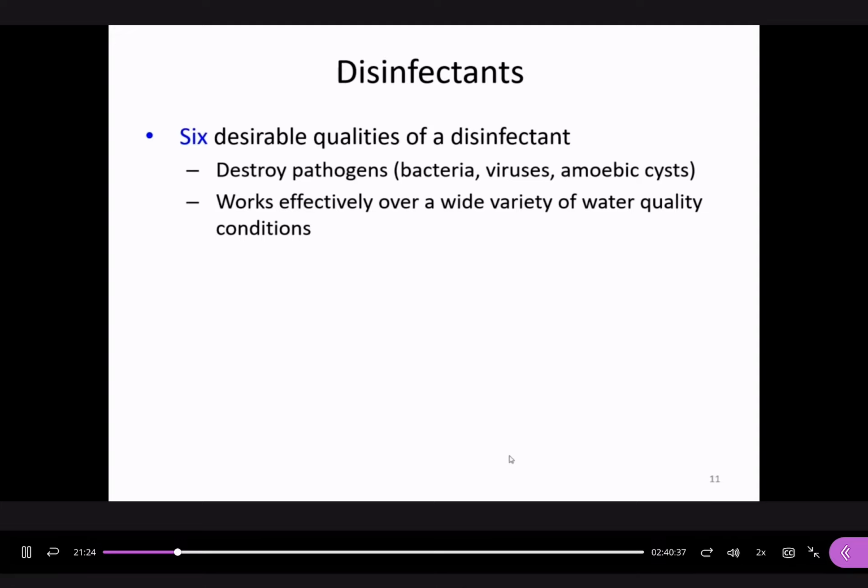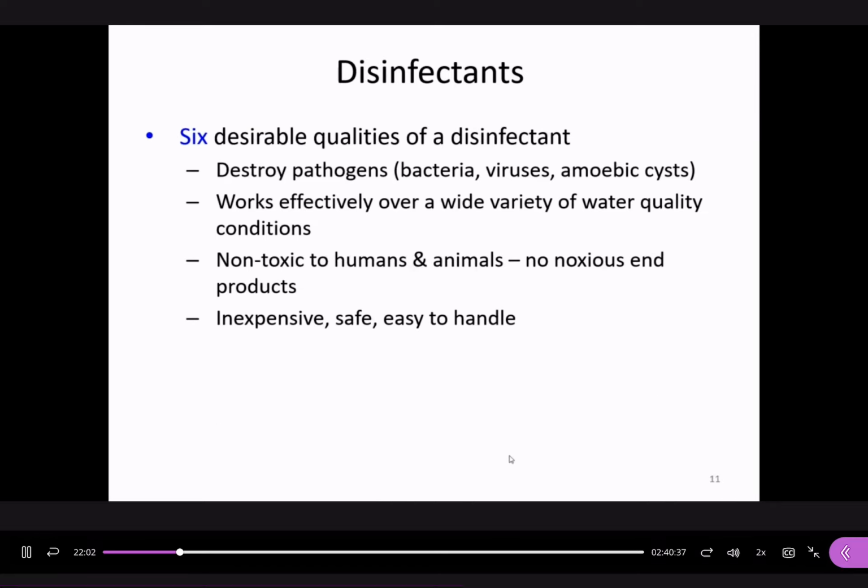We're not having a lab session, but if you do the chlorine disinfection experiment, you will see that substances in water could consume a certain portion of your added chlorine, right? So that is interference. And the disinfectant needs to overcome that interference to be effective. Also non-toxic, inexpensive, safe, and easy to handle.